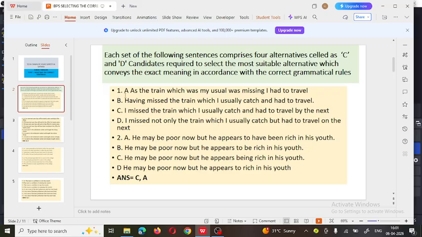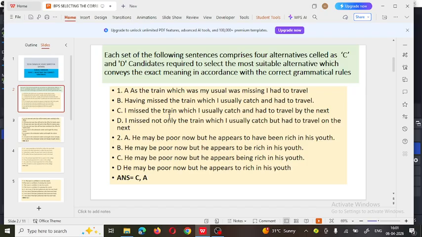Now let's see the first example. A, B, C, D, four types are given here. First sentence, A: As the train, which was my usual, was missing, I had to travel. So the sentence is not in a proper order. Next, having missing the train, which I usually catch and had to travel. So that order is also not proper.